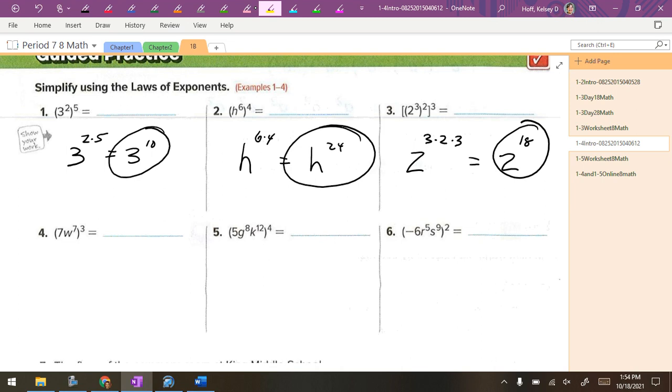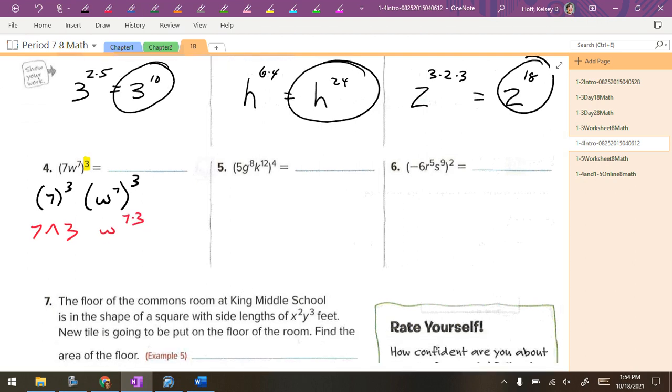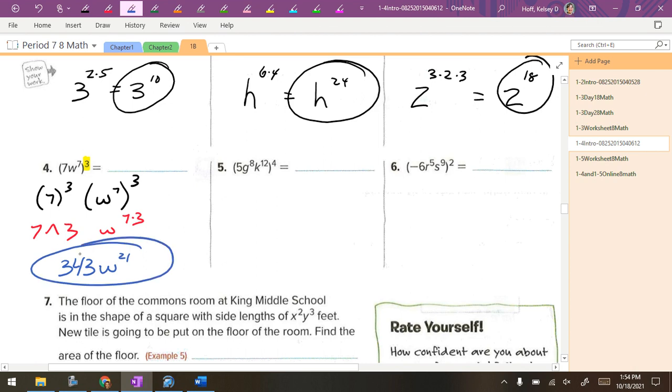Okay. 4, your outside power is 3. Question? We'll keep going. Outside power is 3. So I need 7 cubed, w to the 7th cubed. 7 is your coefficient, so on your calculator, you're going to use your caret key, keep your base of w, multiply your exponents. Your final answer is 343 w to the 21st. Question?